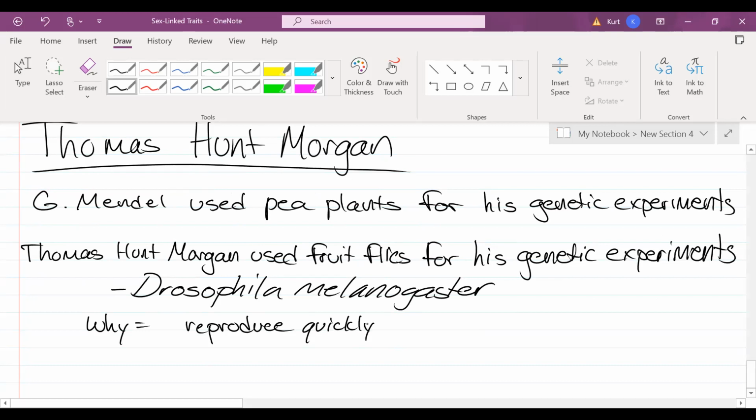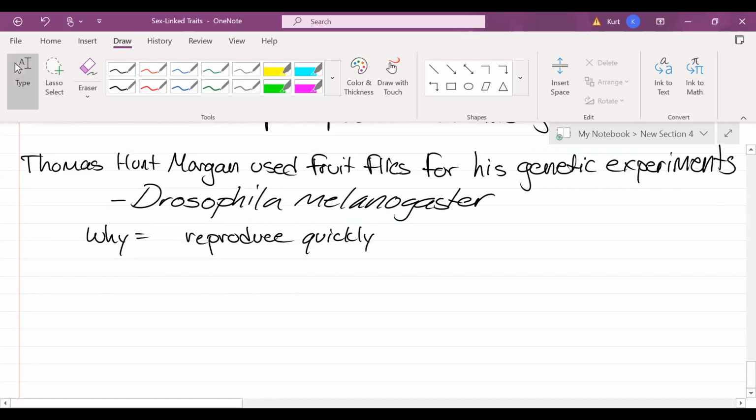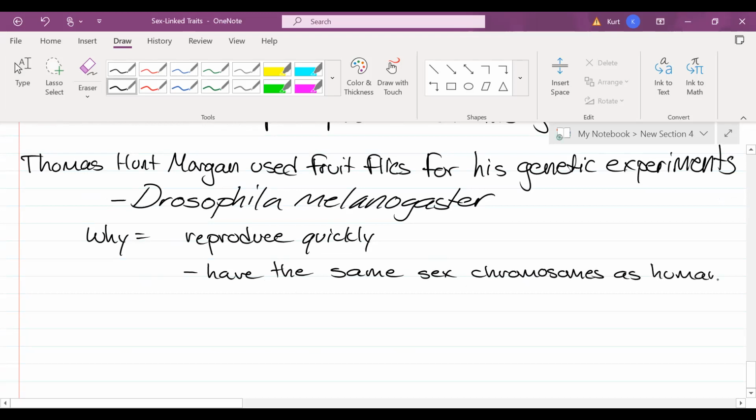And I can tell you, in a week, they already had eggs. And in 2 weeks, they were already adults. So in 2 weeks, they went from not even being conceived to being adults. It happens very fast. And also, here's something else really cool. They have the same sex chromosomes as humans, XX and XY. So you could study characteristics that might be passed on X chromosomes.